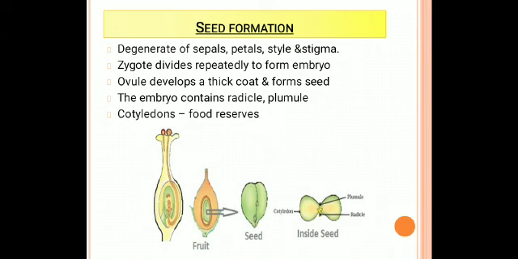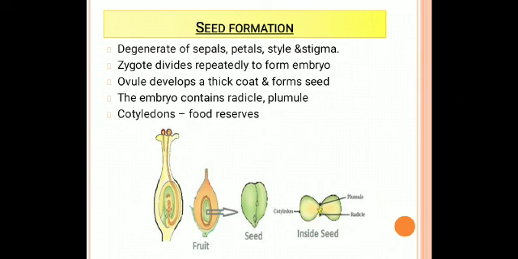After the completion of fertilization, the sepals, petals, style and stigma degenerate. So what happens? The ovule develops into the seeds. Normally the zygote divides repeatedly to form the embryo. And then what happens within the ovule? The ovule develops into the thick seed coat and forms the seed. It is gradually converted into the seed.